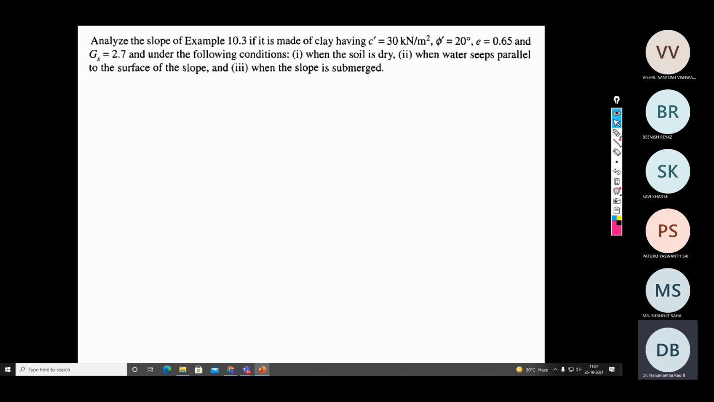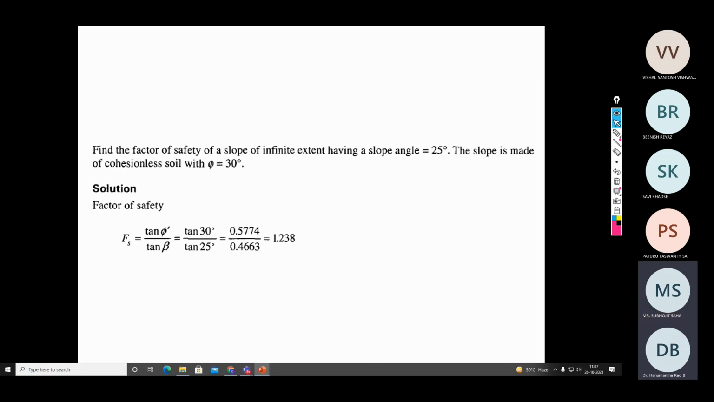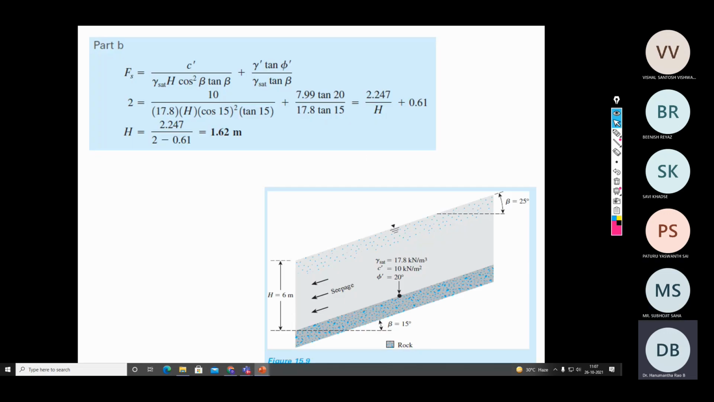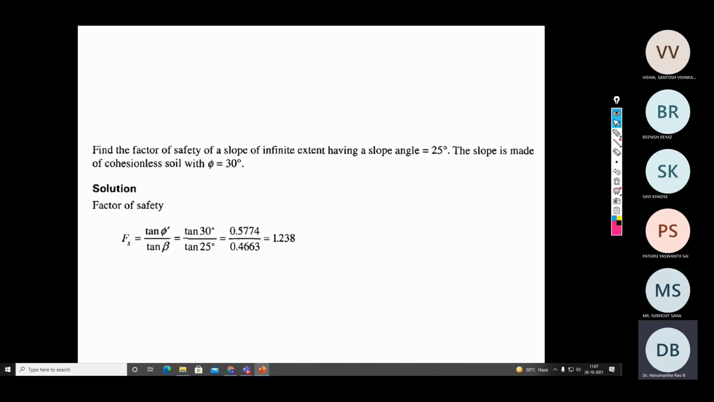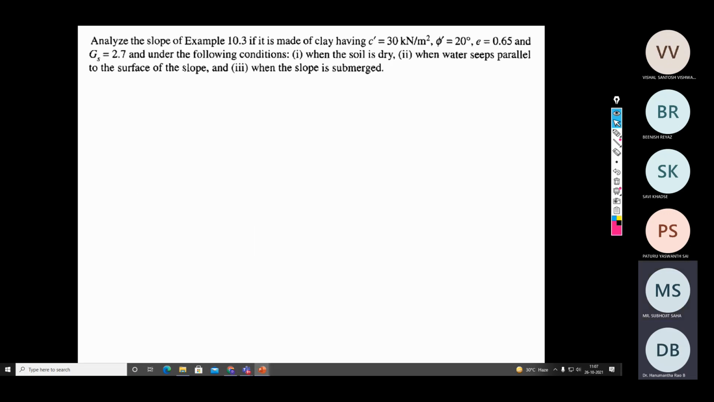So first of all, what is example 10.3, sir? I mean, the previous example. Maybe the previous example. Not exactly sure.